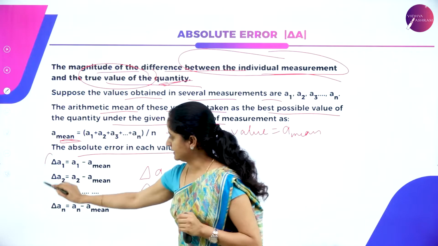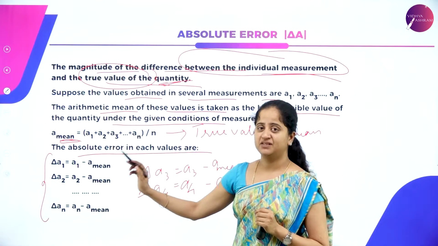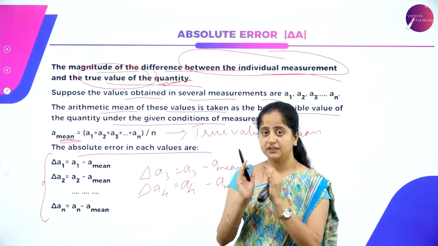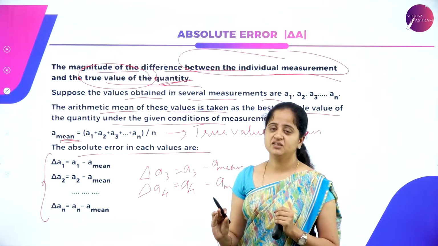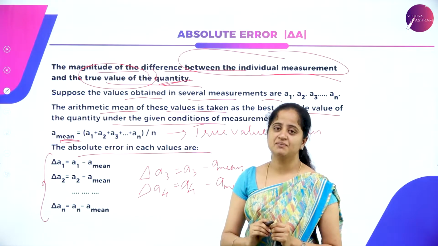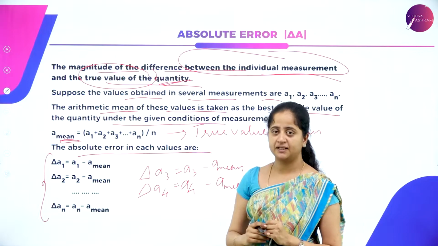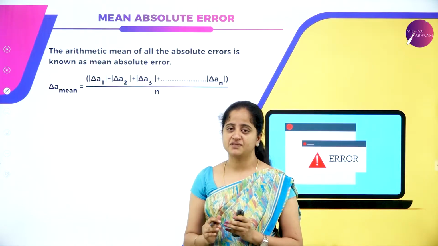So this is nothing but absolute error. This is how we have to calculate absolute error. The magnitude, only the magnitude I am talking about, the magnitude of the difference between the individual measurement and the true value of the measurement is called absolute error. Now we know how to calculate absolute error.